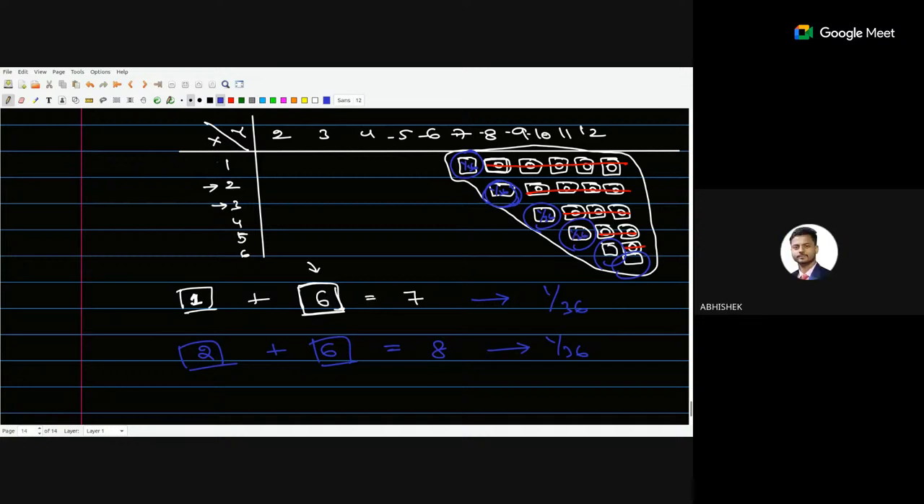See, x is determining your first die value, and y determines the second die throw entry also. Once both are determined, there is only one possible case. Understood? So how many do you have? 1, 2, 3, 4, 5, 6. So this will be 6 by 36, which is 1 by 6. 1 by 6. What was the answer given?